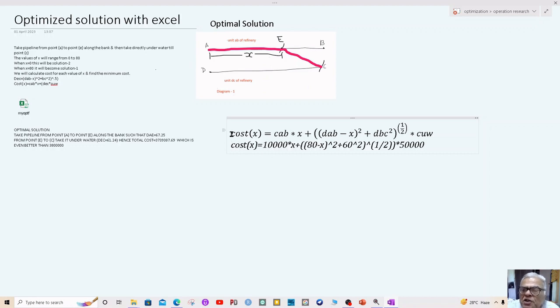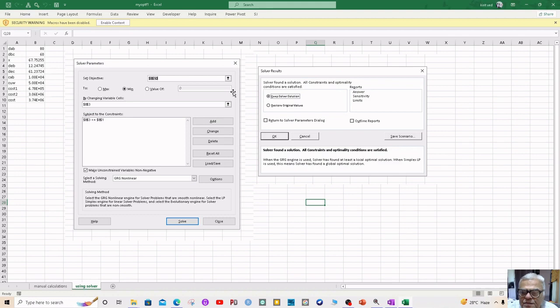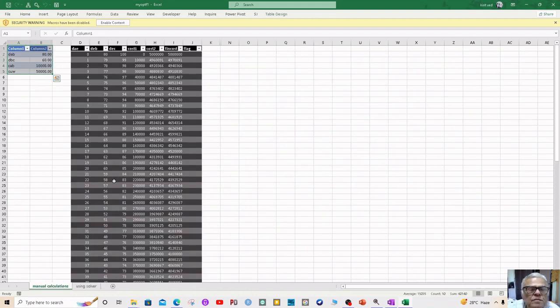However, if you write the cost function as given below here, and for each value of x ranging from 0 to 80, incremented by 1, you calculate cost x, which is done in the Excel spreadsheet, you will find the optimal solution occurs at this value of x.